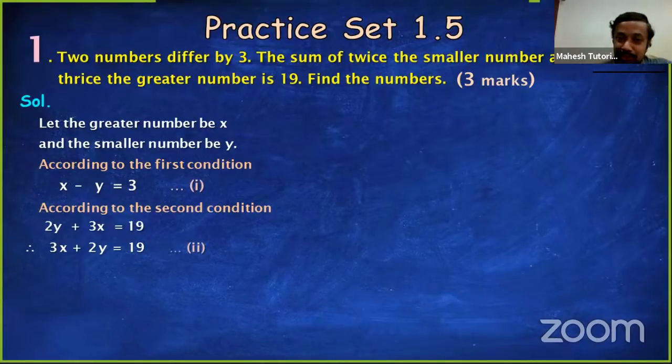So with this students, we have framed our two linear equations, understanding the two conditions given in the question. All right. I hope the formation of these two equations is clear to everyone. Right? Okay, in the second condition, students, the things that we need to remember: sum stands for addition, twice stands for 2 into, thrice stands for 3 into, and is stands for equal to.